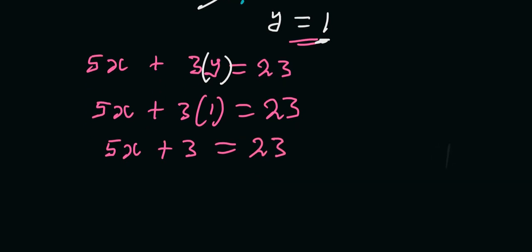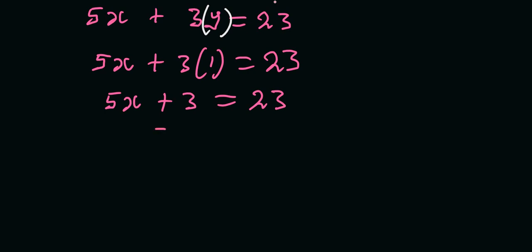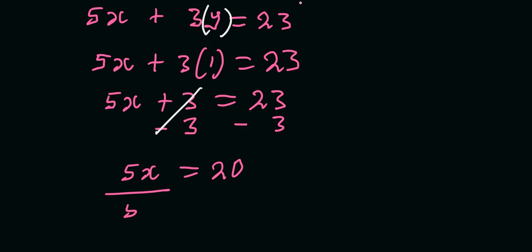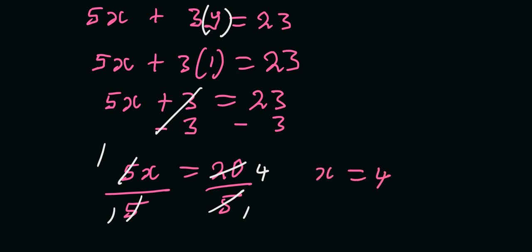Now we are going to subtract 3 from both sides to isolate 5x. So this is going to cancel out: plus 3 minus 3 is 0. Now we are left with 5x equals 23 minus 3, which is 20. Now divide both sides by 5. 5 divided by 5 is 1, and 20 divided by 5 is 4. Therefore, x is equal to 4.